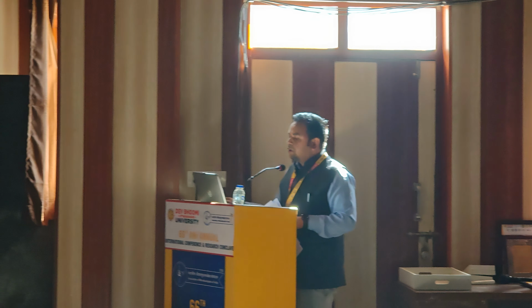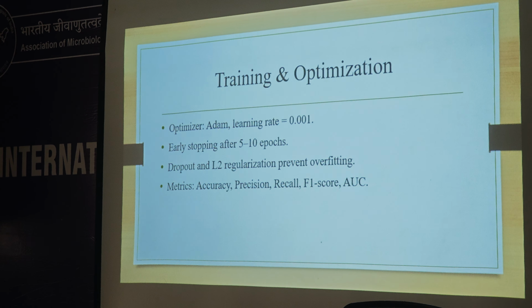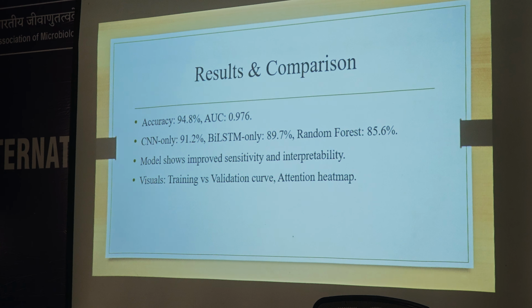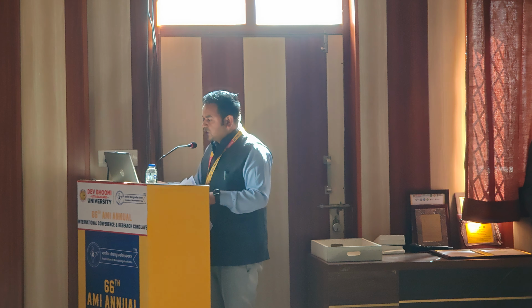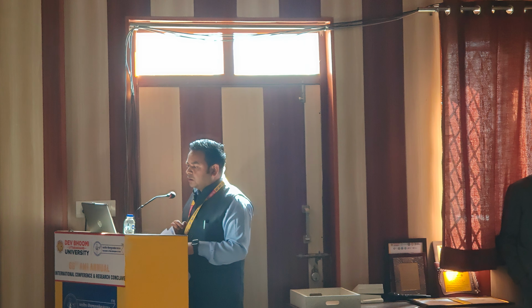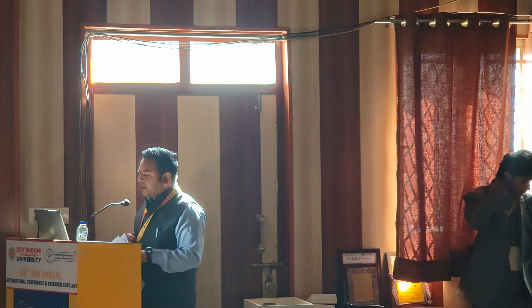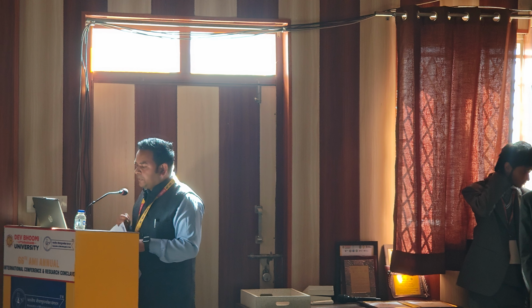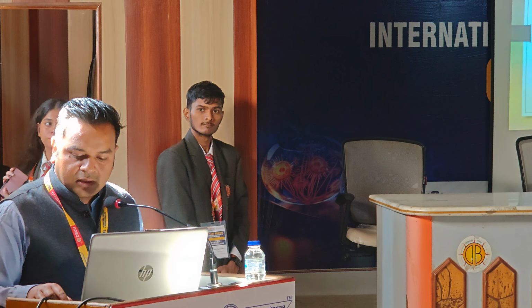Now, talking about the metrics, we have taken 5 parameters of deep learning. The first ones were accuracy, precision, recall, F1 score, and the ROC curve. So here we have the results and the comparison. We have taken 3 models. This is the table we have. The first one was a machine learning model, random forest, and then we have taken CNN only from deep learning, BiLSTM from deep learning, and then the combined model.